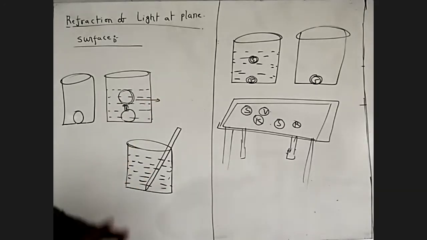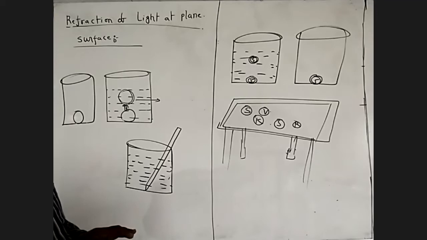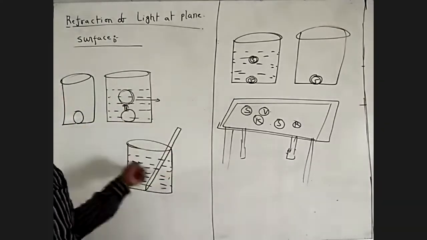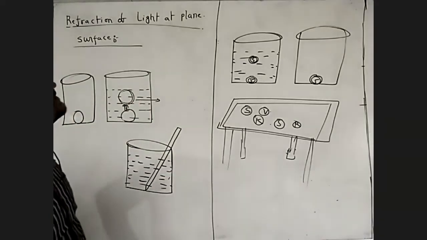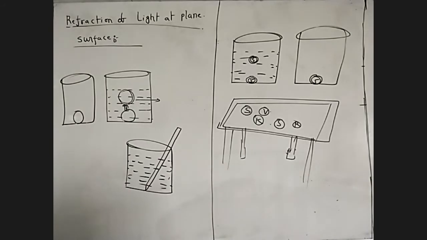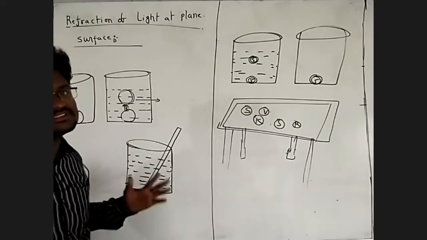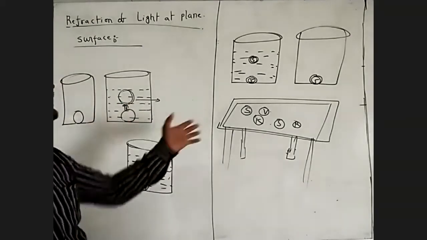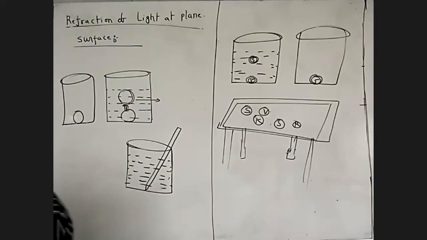Reason means we have to learn refraction of light at plane surfaces. We have to study refraction of light at a plane surface. Okay, you will get the answer for this one. Now I'm going to explain refraction of light at plane surfaces. We have to learn refraction of light, then we will get the answer for this question.